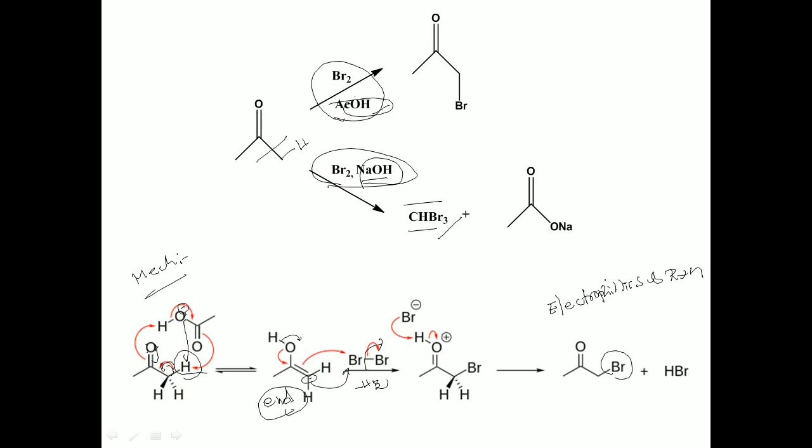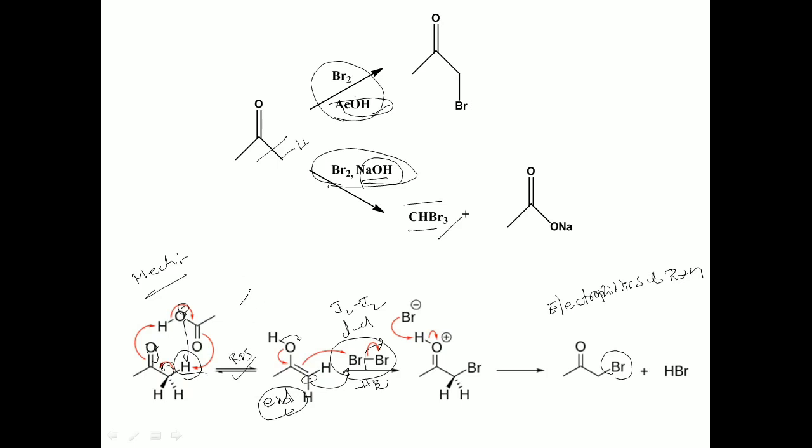In acidic medium, formation of this enol is the rate determining step, but not the attack of the bromine. The bromine molecule attacking the enol is not a rate determining step. That means if you take Cl2 or iodine, the rate of reaction is the same, because attack of the halogen is not the rate determining step. But formation of the enol is the rate determining step.